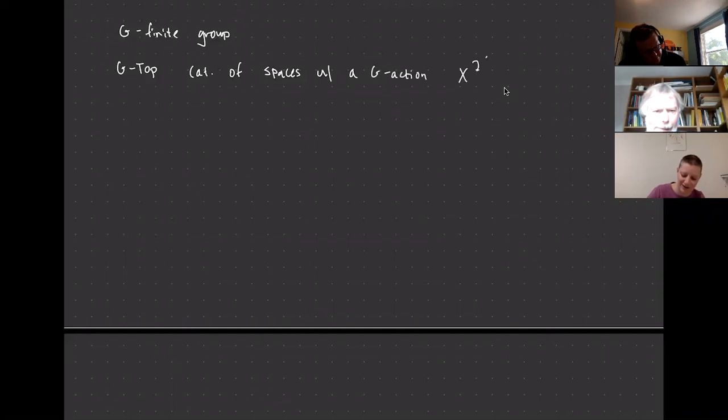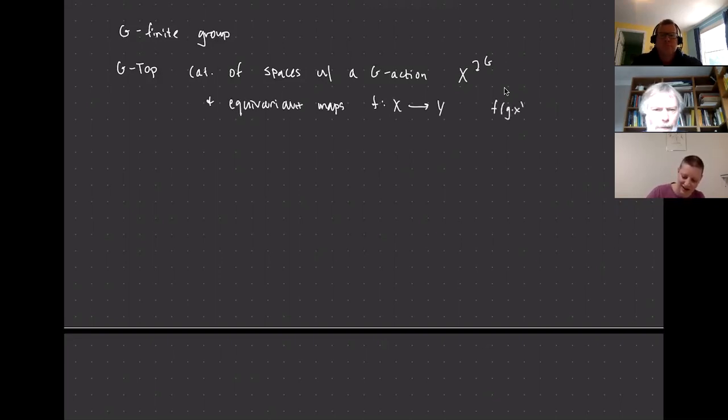So I've got some space and my group acting on it, and I want equivariant maps. And these should be continuous maps that are equivariant. So some map between X and Y should have that if I act and then apply the map, that should be the same as acting after applying the map, right? Okay, so I'm guessing that that's basically familiar to all of us, but maybe it's worth saying in case this stuff is new.